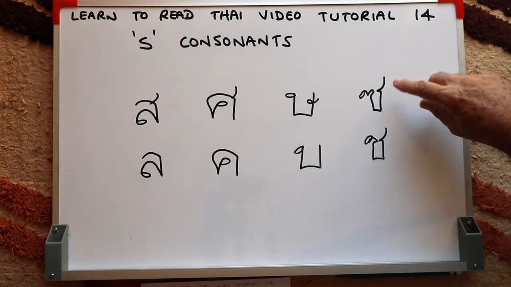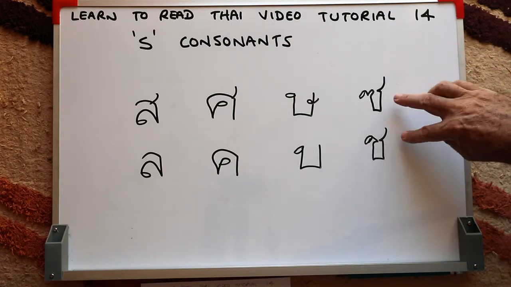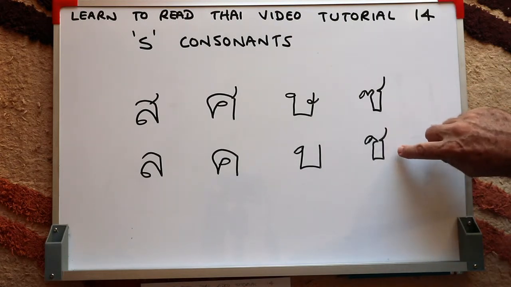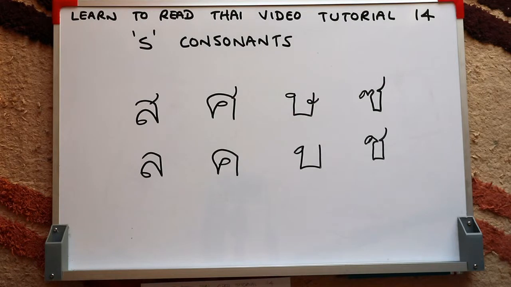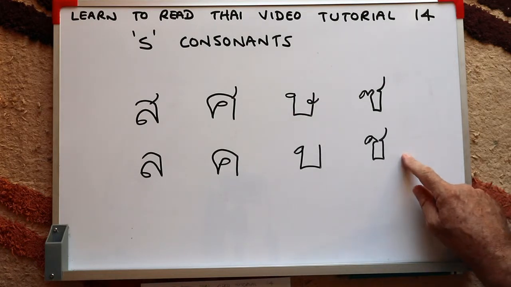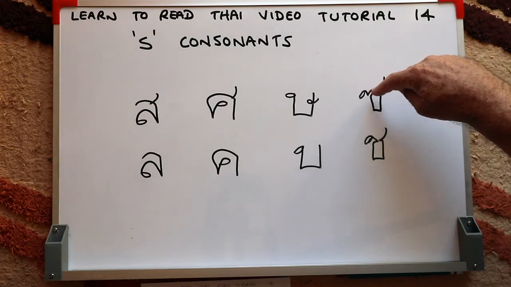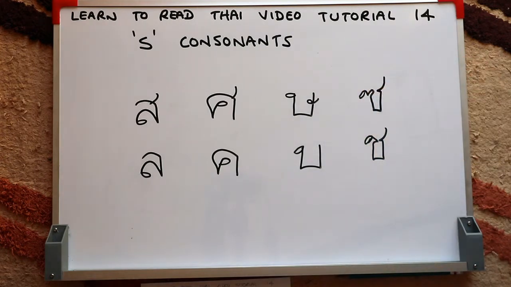The only thing to look out for is that there is a very similar consonant, this one. This makes a CH sound as an initial consonant. But the S consonant has this little notch, which this one hasn't got. So I'll just get Pom to do the names of the consonants for you.